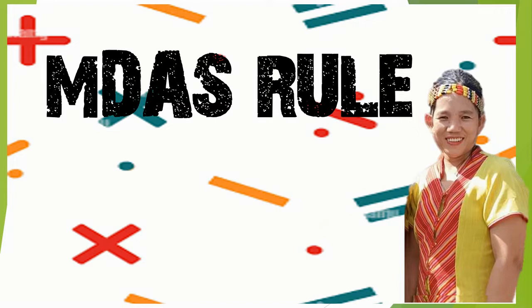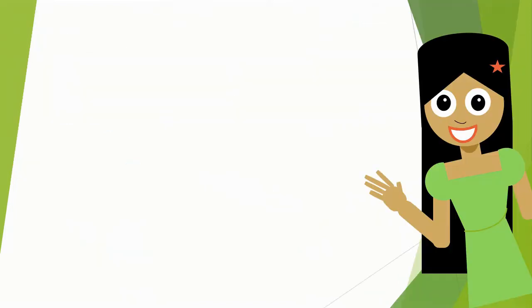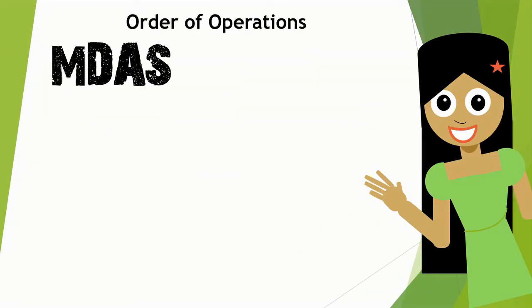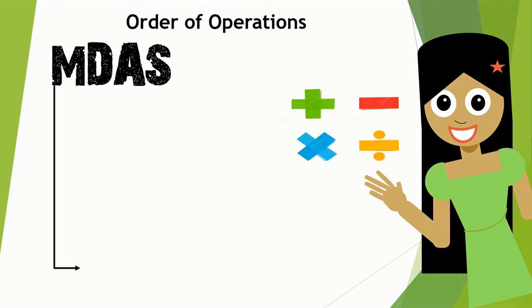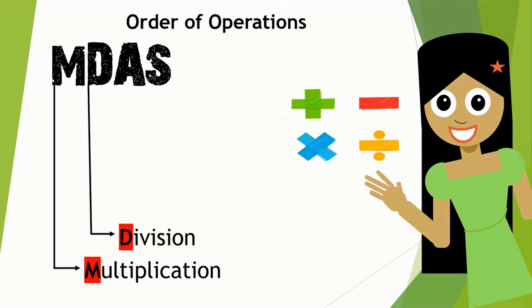Kaya ngayon, pag-aralan natin kung ano ang MDAS rule. Pero ano bang ibig sabihin ng MDAS? So, ang MDAS, ang M stands for multiplication, D for division, A for addition, and S is for subtraction. Yan ang ibig sabihin ng MDAS. Multiplication, division, addition, and subtraction.